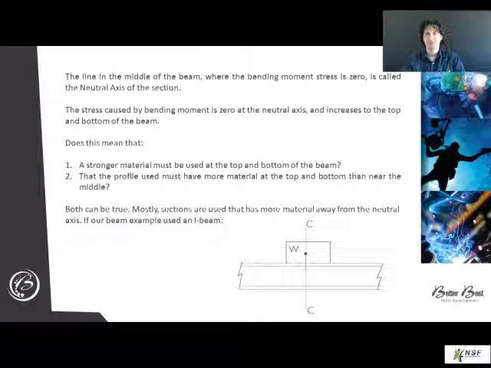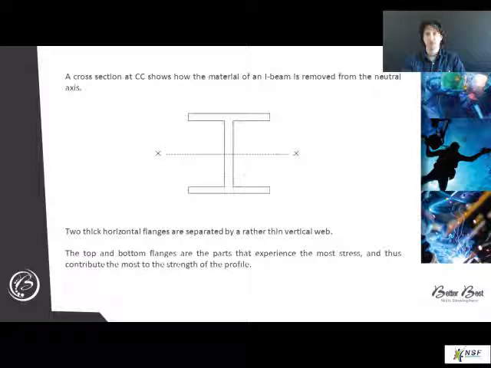Consider the shape of an I-beam. A cross-section shows how the material of an I-beam is removed from this neutral axis towards the top and the bottom. Two thick horizontal flanges are separated by a rather thin vertical web. The top and bottom flanges are the parts that experience the most stress and thus contribute the most to the strength of the profile. The moment of inertia is a given value dependent on the profile or the shape. In this example, it is 23.5 times 10 to the minus 6 meters to the fourth. See your learner guides for a reference.